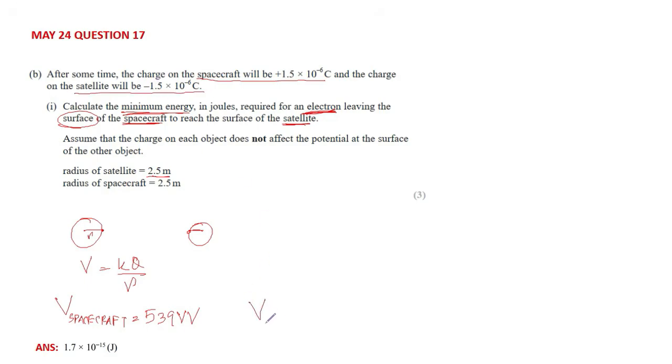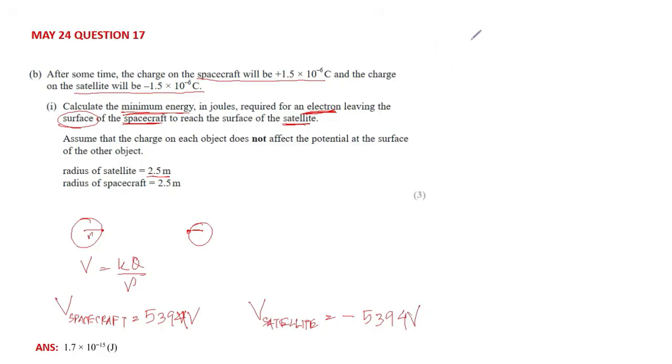So electric potential at the surface of the satellite is the same value, but because the charge is negative, the electric potential will also be negative, minus 5394 volt.